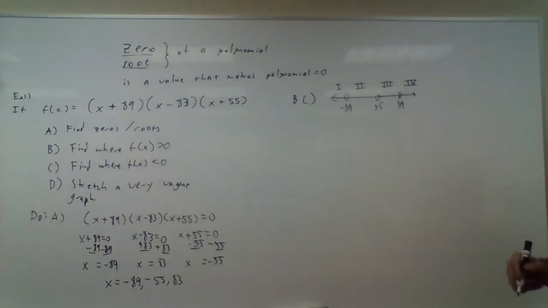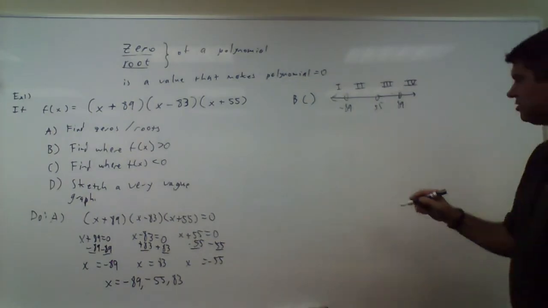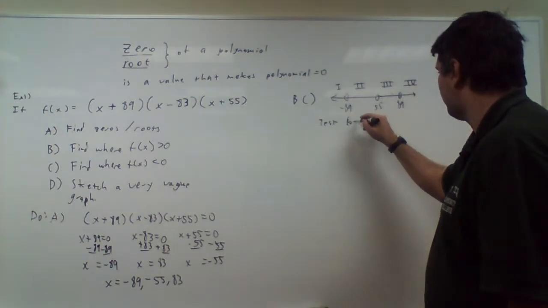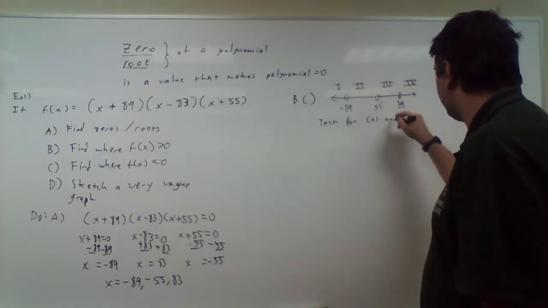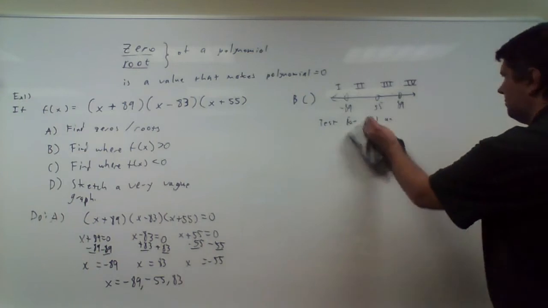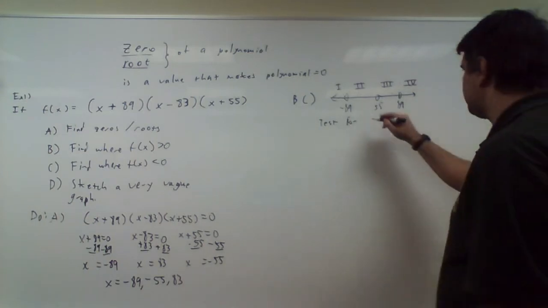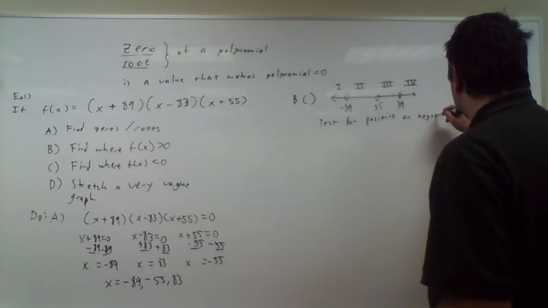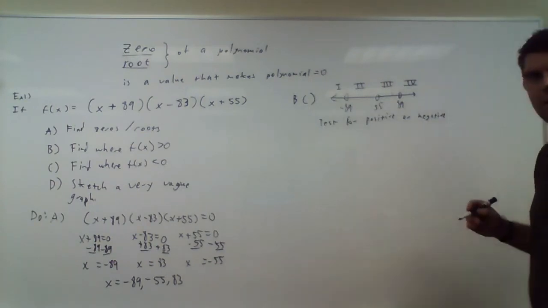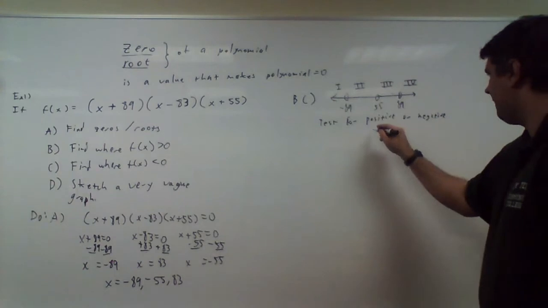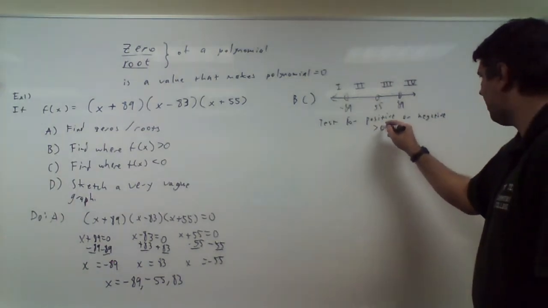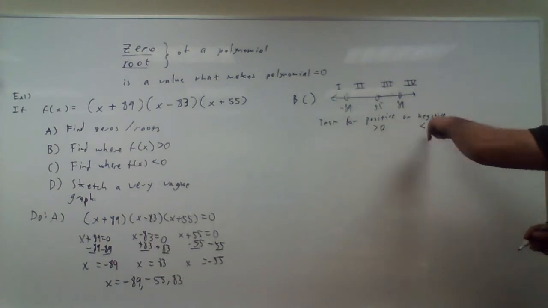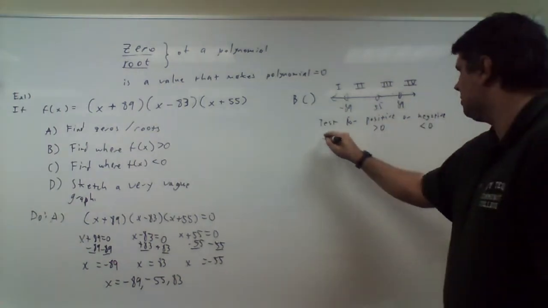Okay, and I'm going to use test points. Okay, so we're going to test for positive or negative. Positive or negative, which would be where it's greater than 0, and this is where it's less than 0. Okay? Because positive numbers are greater than 0, negative numbers are less than 0. So, region 1.